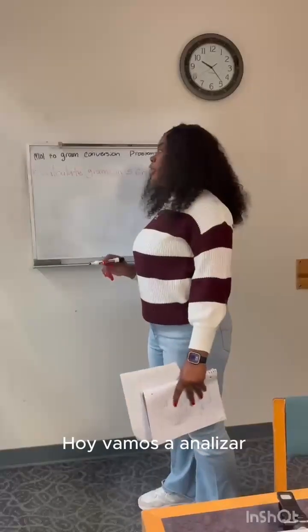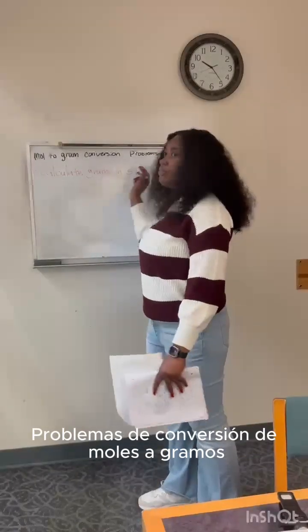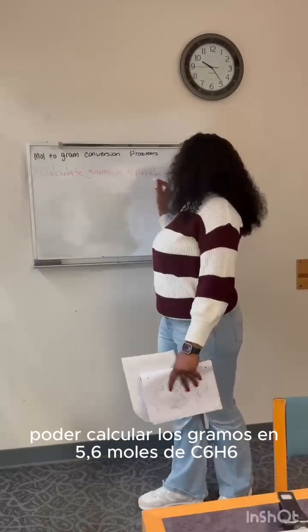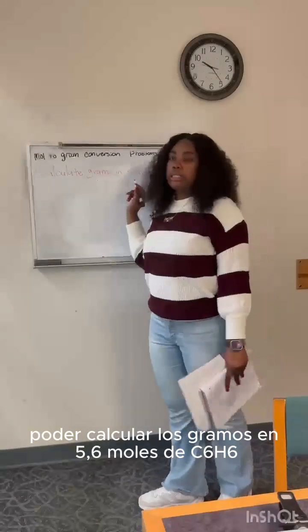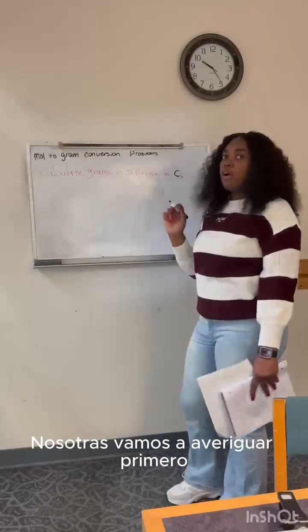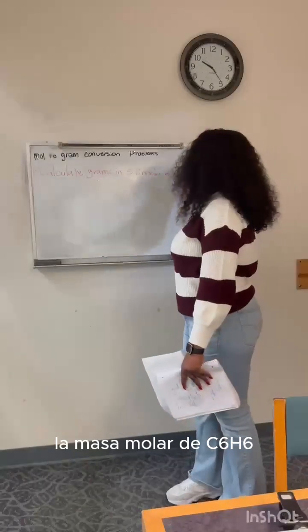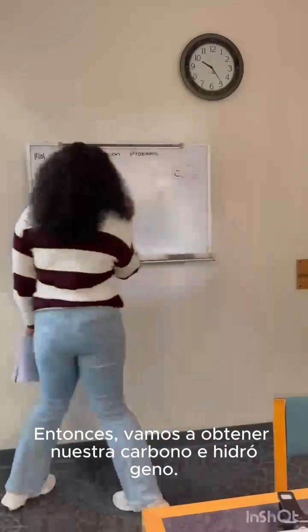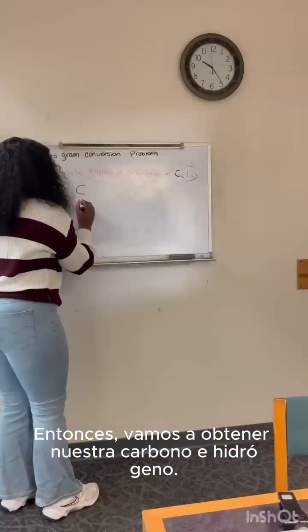Everybody, so today we're going to be looking at mole-to-gram conversion problems, and our first problem is calculate grams in 5.6 moles of C6H6. And how are we going to do this? We are going to first figure out the molar mass of C6H6, so we are going to get our carbon and our hydrogen.